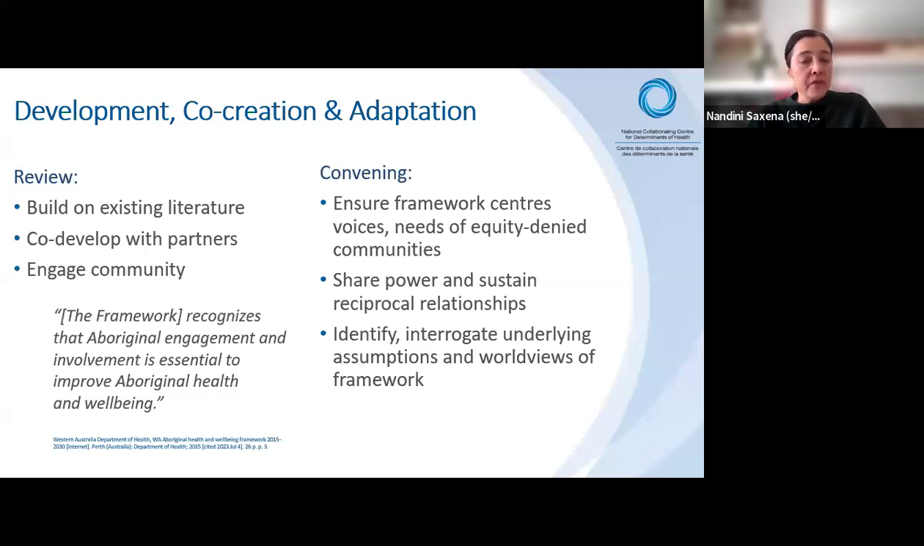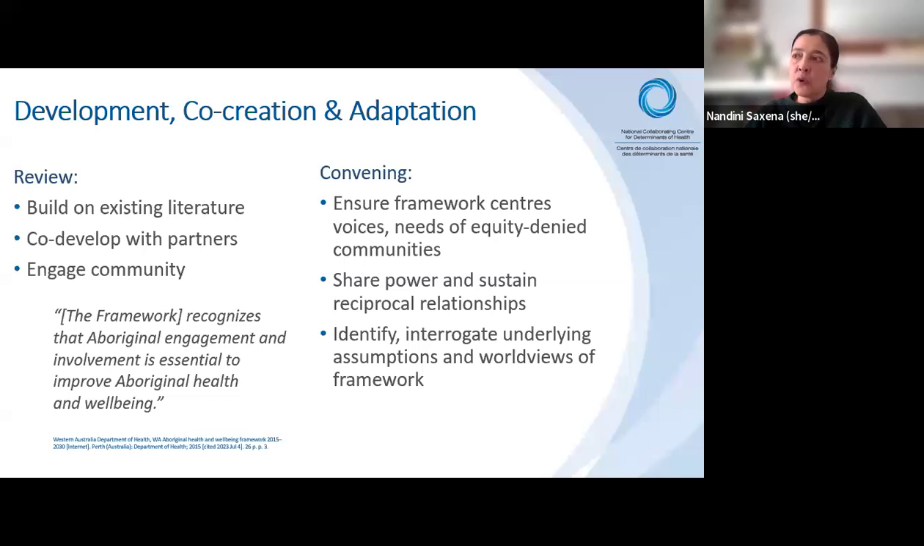So for example, other frameworks that they then adapted or research papers. Most of them were co-developed with partners. And as we know, this is an opportunity then to ensure that people who will be impacted by framework actions help shape what the work actually looks like.